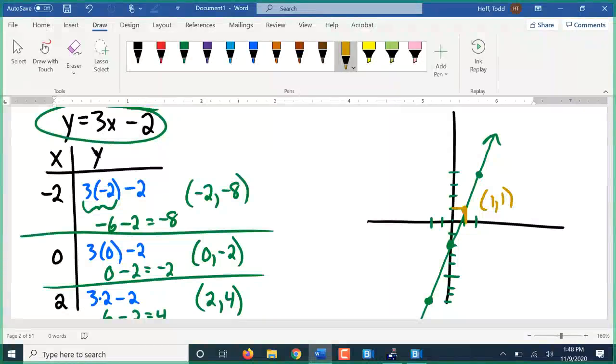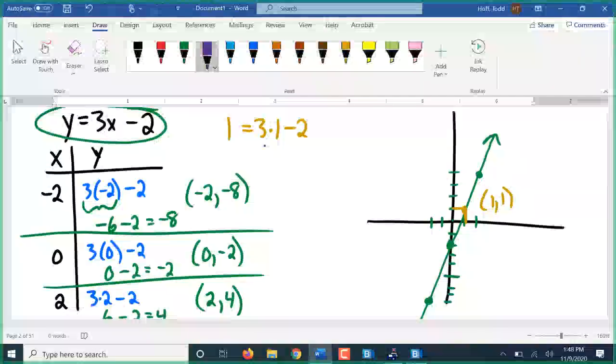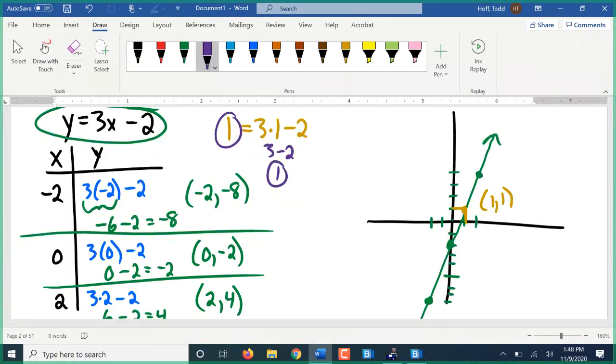If I go back to my equation and I put 1 in for x and 1 in for y, 3 times 1 is 3 minus 2 is 1. 1 equals 1. That makes that equation true. The x and y coordinate of that point on the line make the equation true.